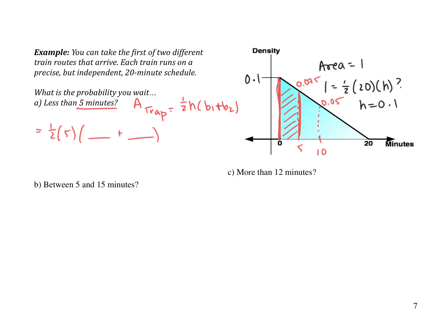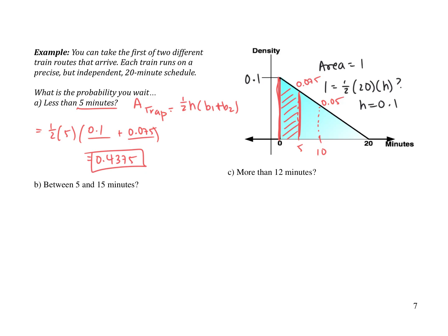Okay, so now plugging in, one of the bases is 0.1, the other one is 0.075. So this probability then is 0.4375. So about 43% of the time, you would wait less than 5 minutes. Is that okay? Okay, lovely.